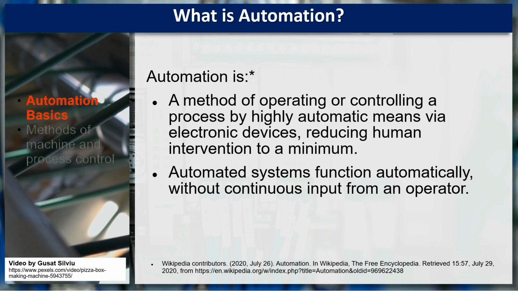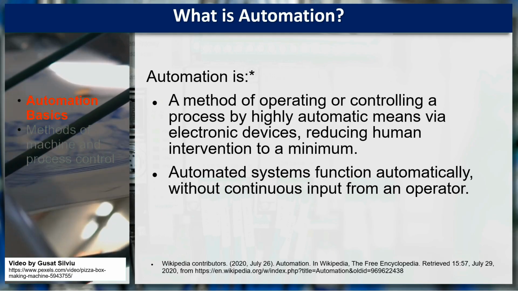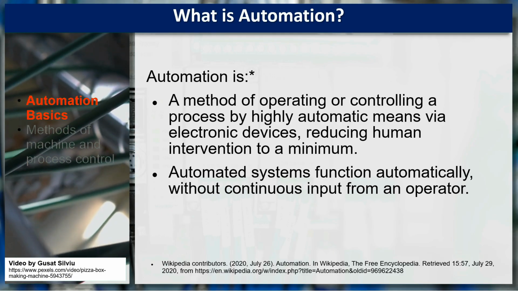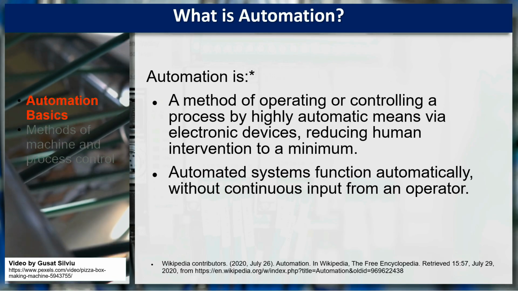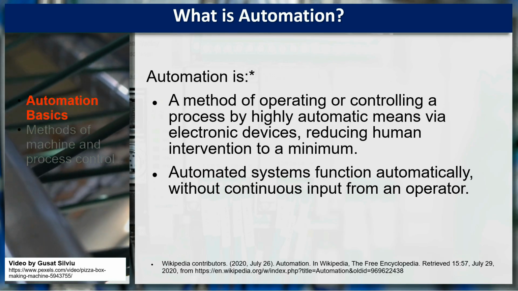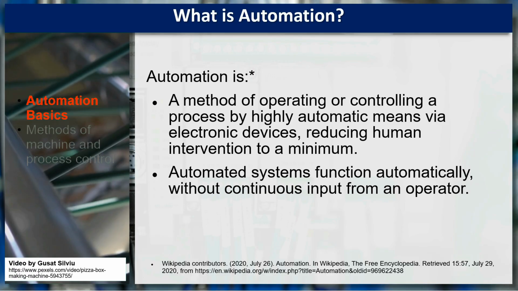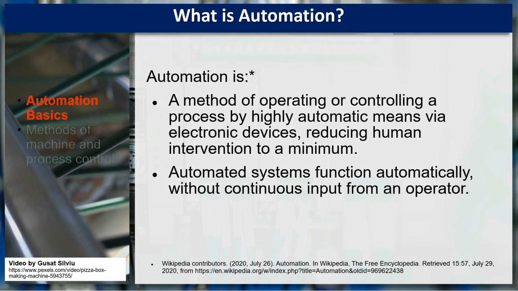Automation is a method of operating or controlling a process by highly automatic means via electronic devices, thereby reducing human intervention to a minimum. Automated systems function automatically without continuous input from an operator.